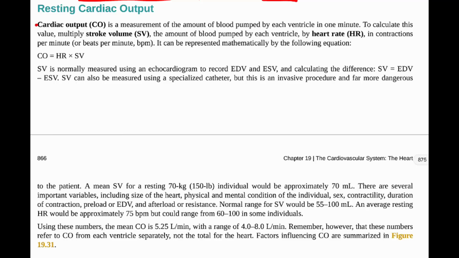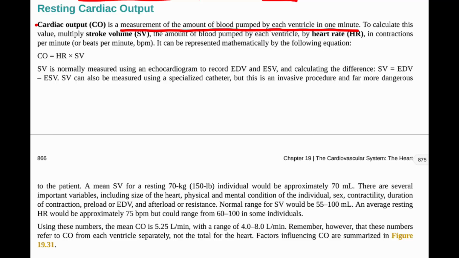First, we have our cardiac output, or CO, which is a measurement of the amount of blood pumped by each ventricle in 1 minute. Cardiac output you can think of as an over-time type of thing. We're taking an average over 1 minute, and in that minute we're talking about how much blood is pumped out of the ventricles.